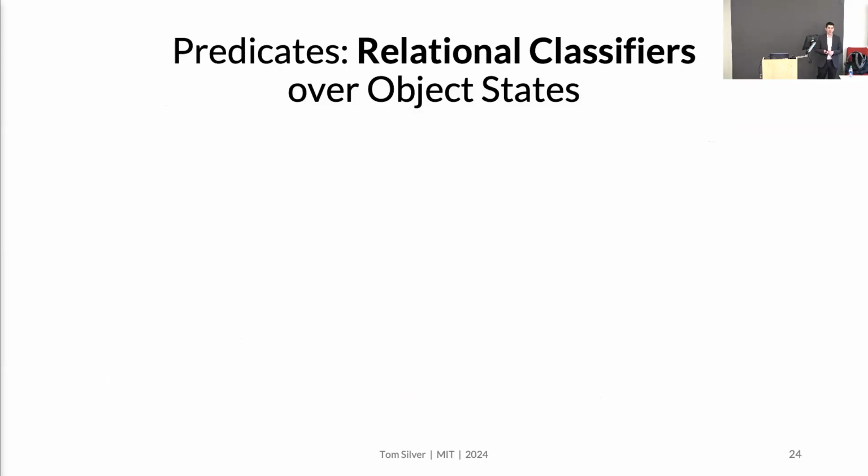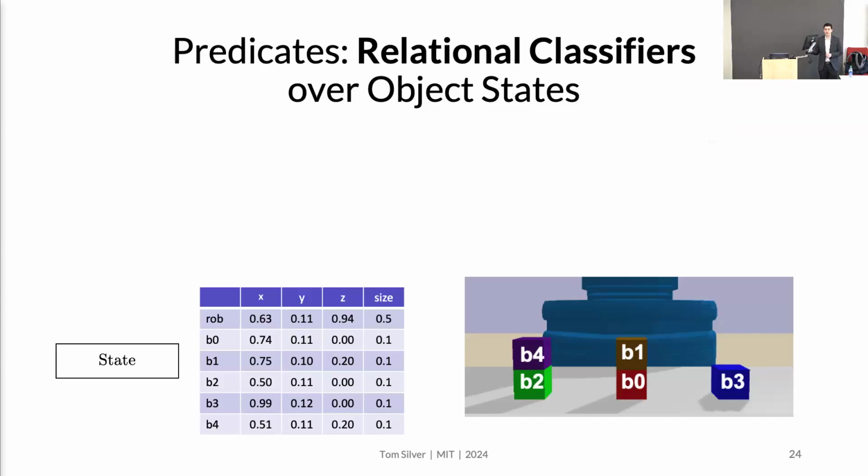Predicates are relational classifiers over object states. To explain what I mean, let's take a look at a standard benchmark domain, which is this block stacking domain, where there are 5 blocks here, and there's a robot, which is also itself an object. And the object-centric state for the image shown here is in that table, where we're tracking the XYZ position and the size of the objects.